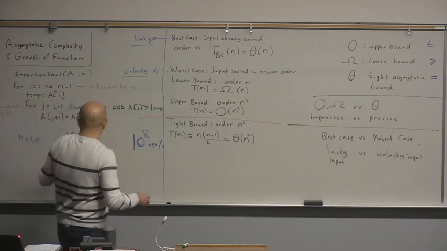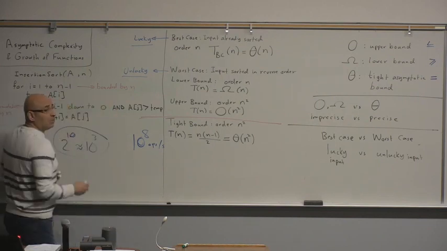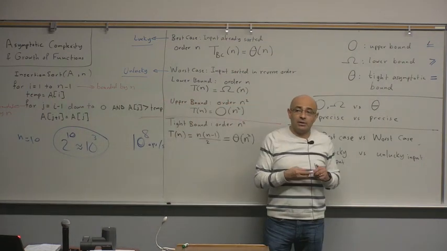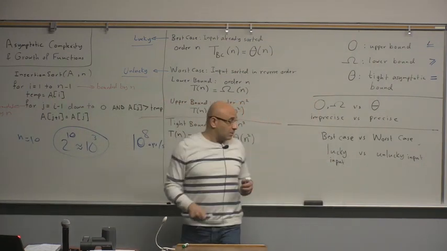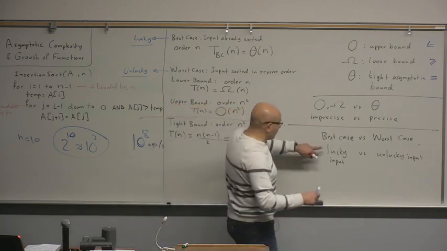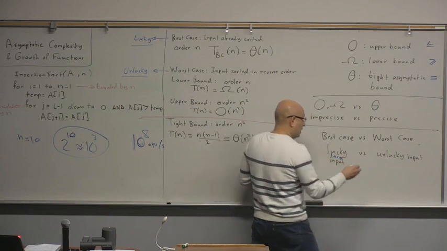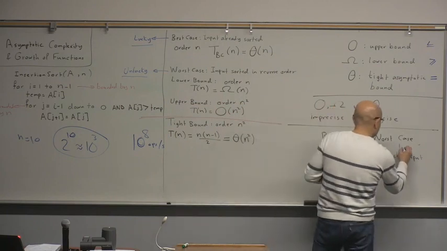So for small input, we don't care, because all algorithms are going to be fast. We only care about large input. So best case is a lucky large input, and worst case is an unlucky large input.